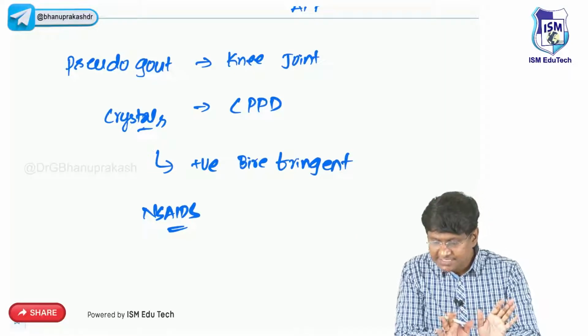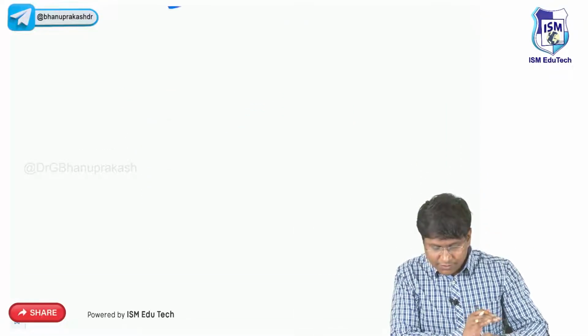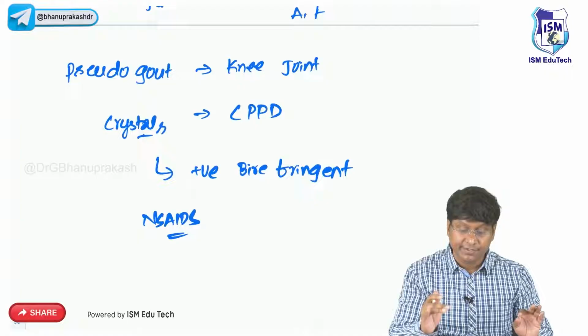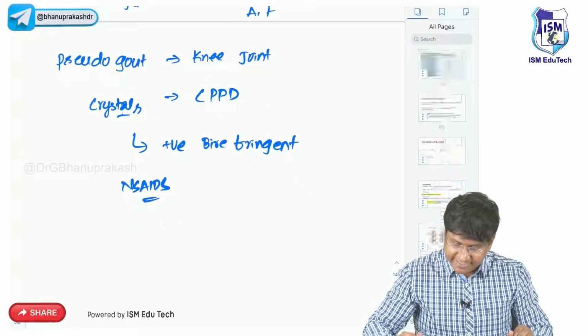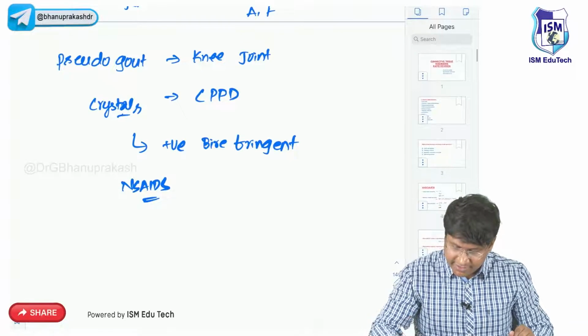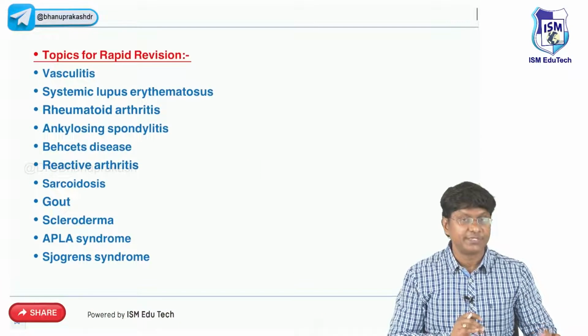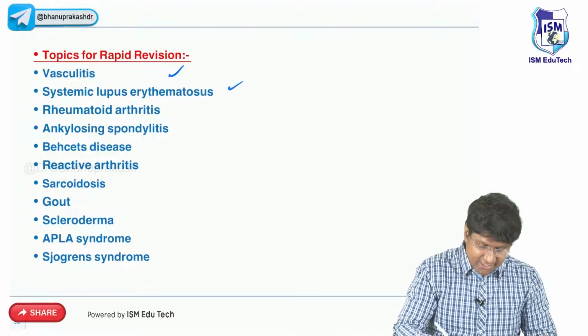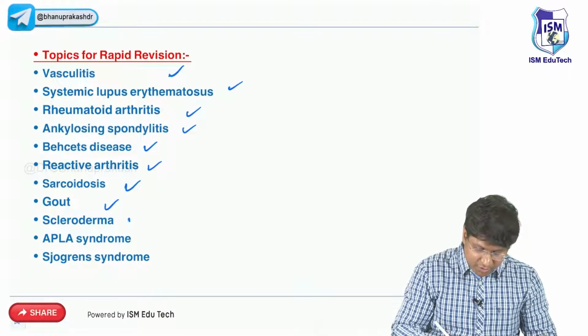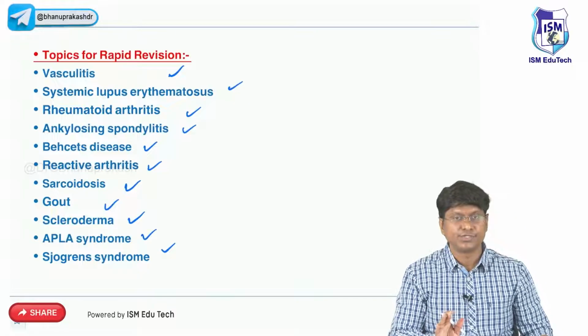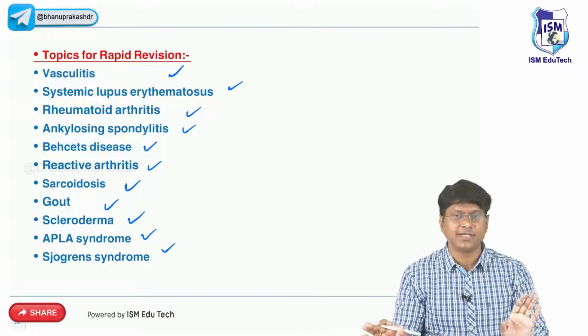Okay, so this completes the discussion of the entire connective tissue disorders. What all topics have we completely revised? We are done and dusted with all these topics, right? That is vasculitis, SLE, rheumatoid arthritis, ankylosing spondylitis, Behcet's, reactive arthritis, sarcoidosis, gout, scleroderma, APLA, and Sjogren syndrome. Right? We are done with all the connective tissue disorders.